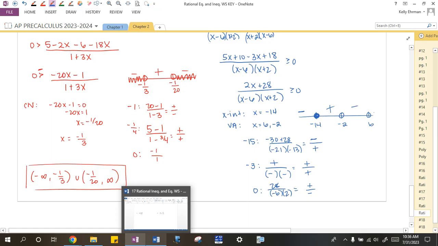If you plug in 7, and this is one where maybe you don't show work, you're getting a positive, a positive, a positive. That's easy to say. Everything's positive. The ones I write down are usually when negatives are involved. So the final solution set for this one is including negative 14 to negative 2, not including 6 to infinity.